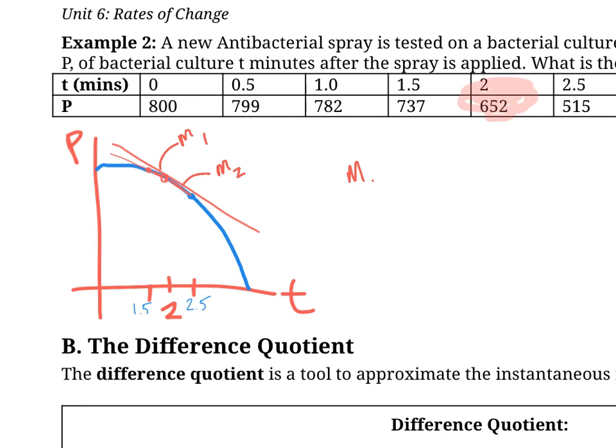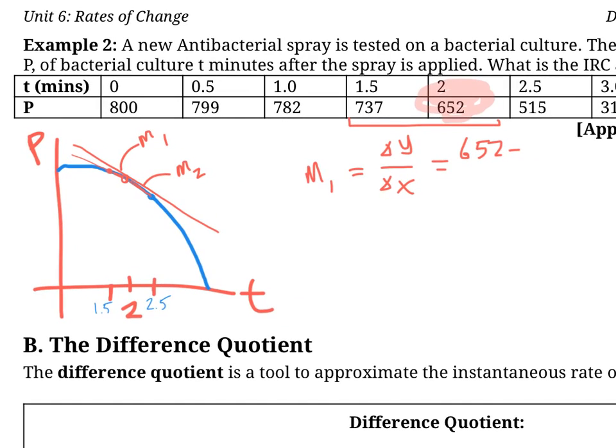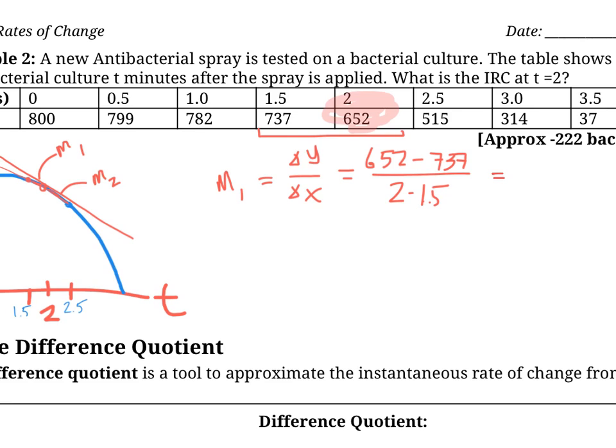So M1, the slope, is going to be just our change in y over our change in x between these two points, right? So what's our change in y? It's gone from 737 to 652. So we're going to do y2 minus y1, so 652 minus 737. Basically, we're using the average rate of change, right? Over 2 minus 1.5, right? And that gives us an M1, the slope of that little segment, of negative 170. And it's bacteria per minute, right?